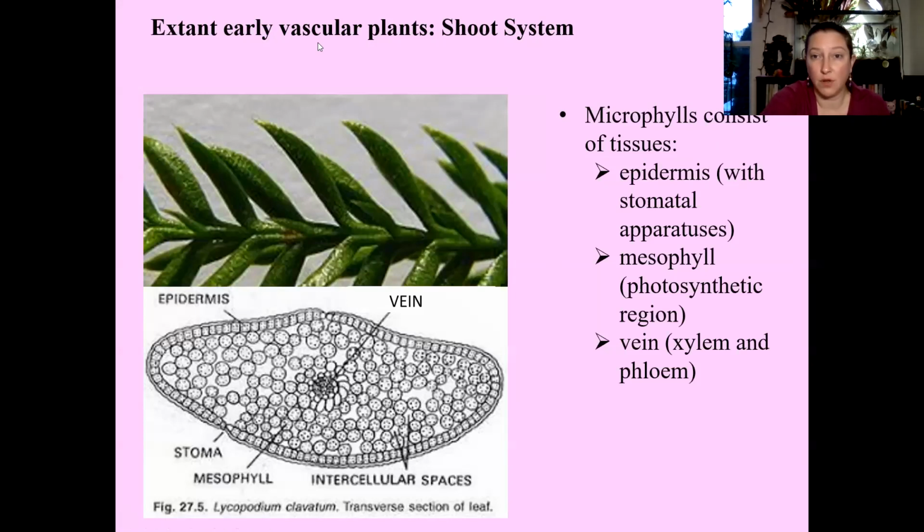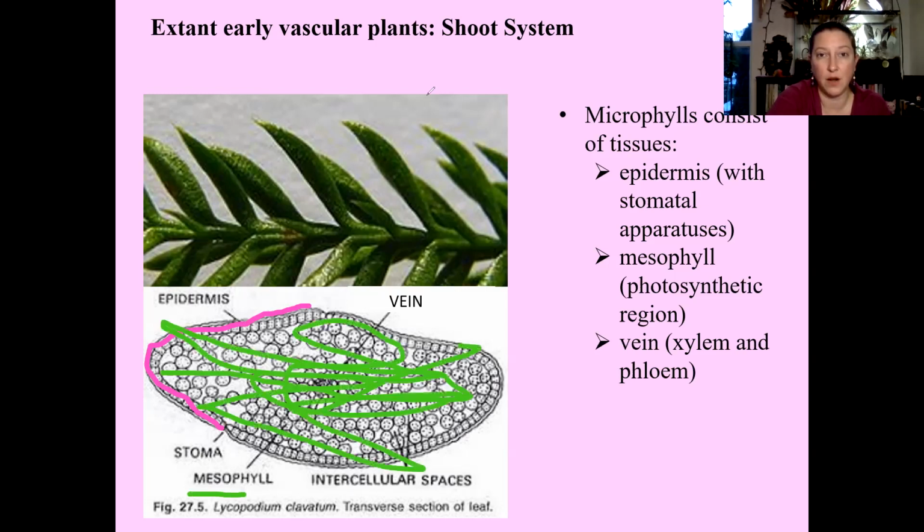Simple, really, really simple, only one vein. If we were to do a cross-section through this one and look at it under the microscope slide, you will see the tissues that make up that leaf. So you have the epidermis, which goes all the way around. You have the cortex, which in leaves, remember, is called the mesophyll. So that's this whole middle area.